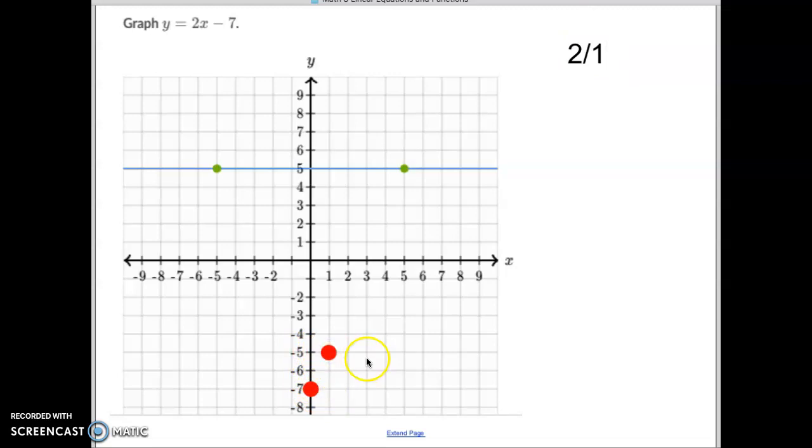Put our second dot right there. And then we just draw our line between those 2 points right there. That's all there is to it.